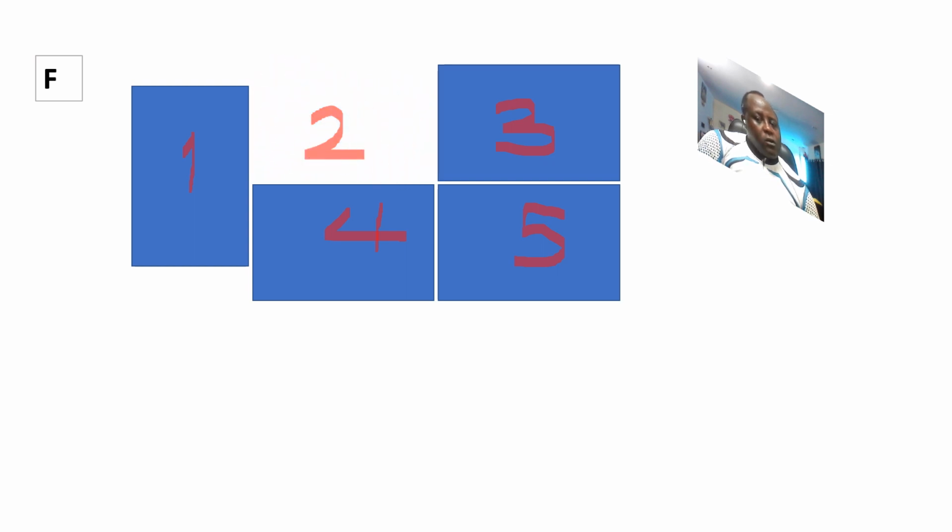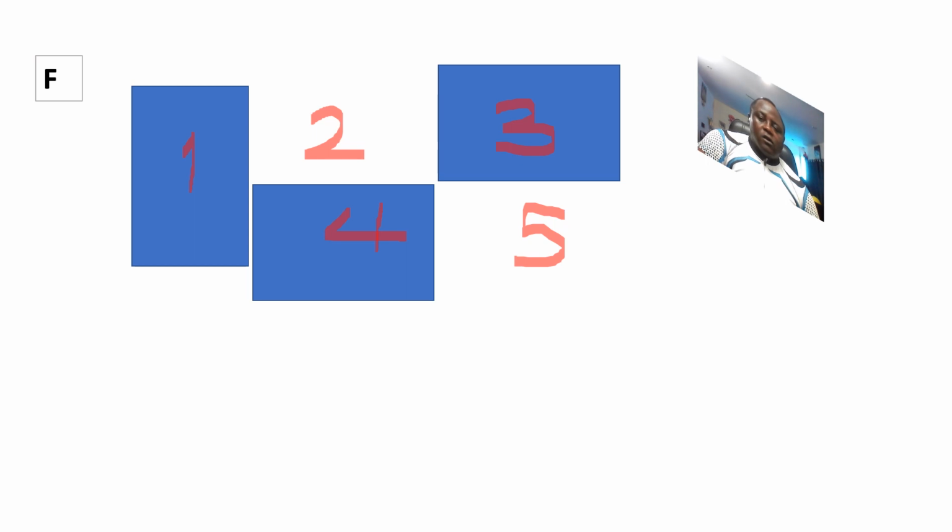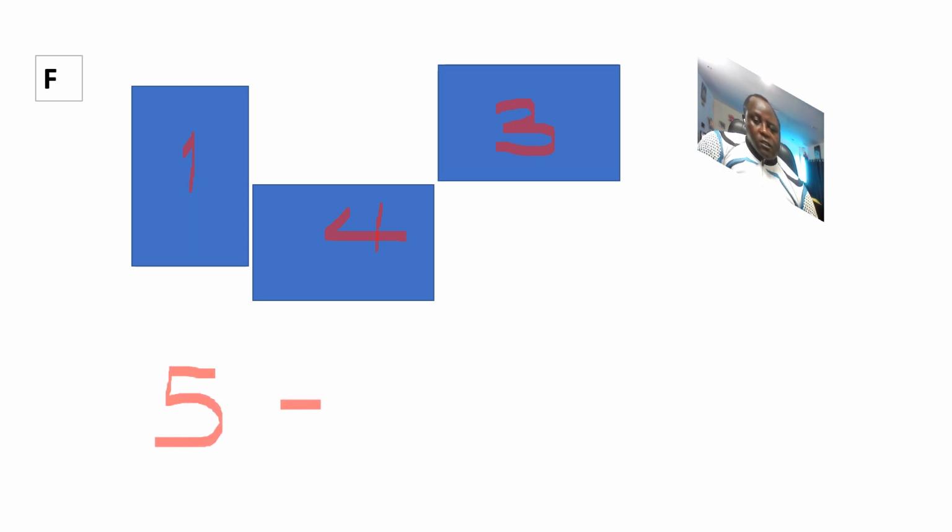2 has gone. 5 has gone. How many went away? 2 and 5 are missing, right? So how do we write that equation? How do we write that expression? We had 5. Yes? Minus 2. Yes? Equal. How many are left?